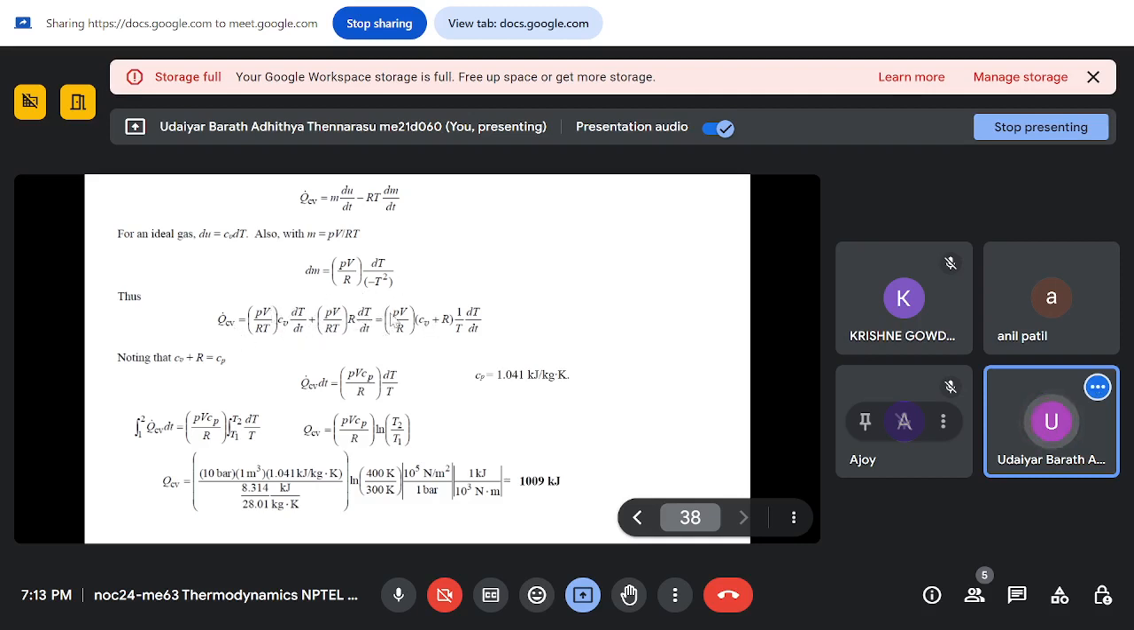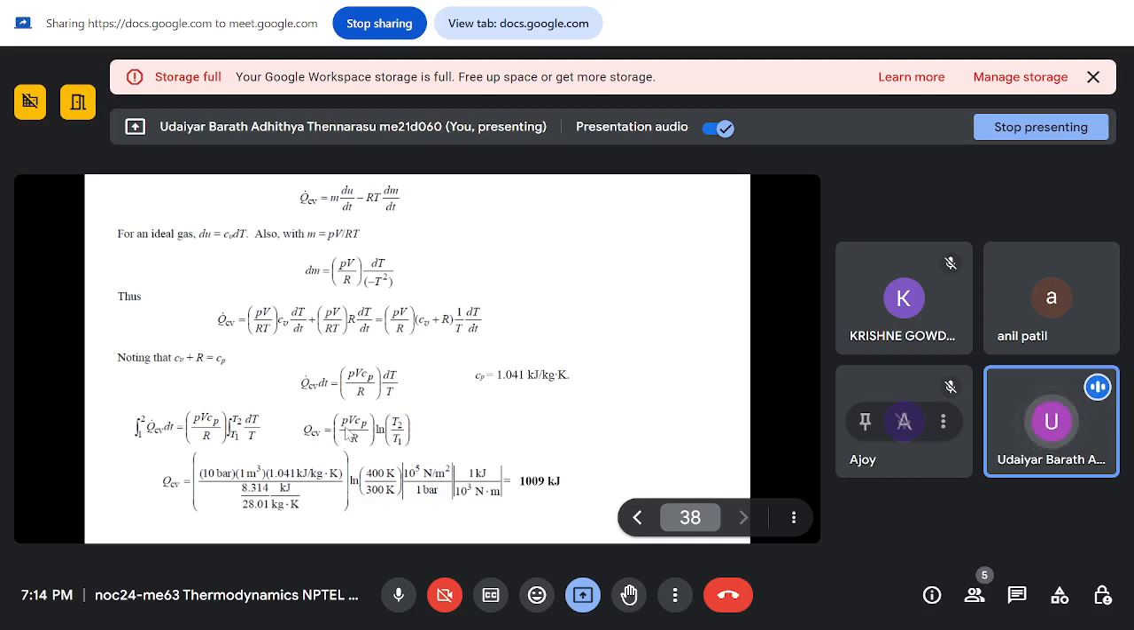So substituting this gets simplified into PV by R into Cv plus R into 1 by T into dT by dt. So Cv plus R is nothing but Cp. So this whole expression will come down to PV Cp by R into dT by T. Now if you integrate this with respect to time, this will come out to be PV Cp by R, and the variable is with respect to temperature, so integrating we get ln T2 by T1. So this is what you get for the heat transfer expression.